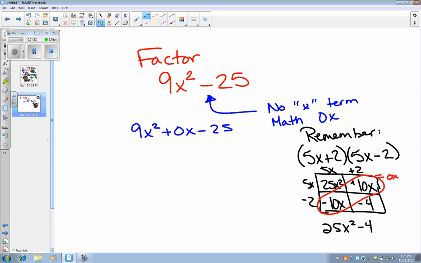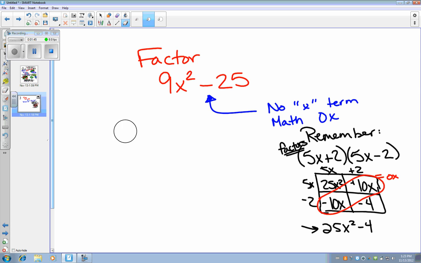These are the factors that make up the binomial 25x squared minus 4. Now maybe you can use that information to help you with this problem that I put on the board here. If not, you'll try using the good old standby way. Have a rectangle.